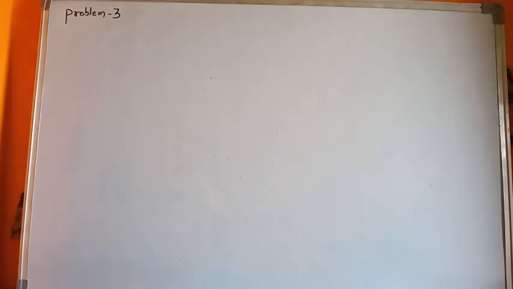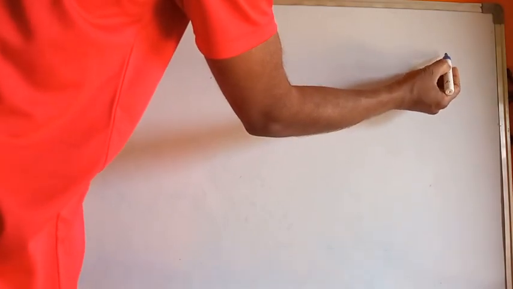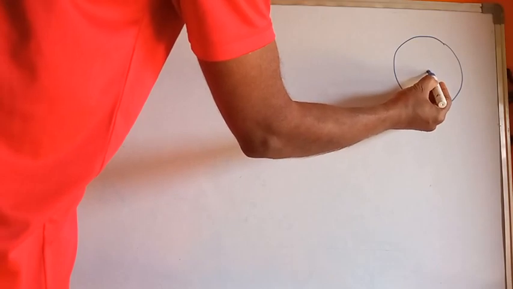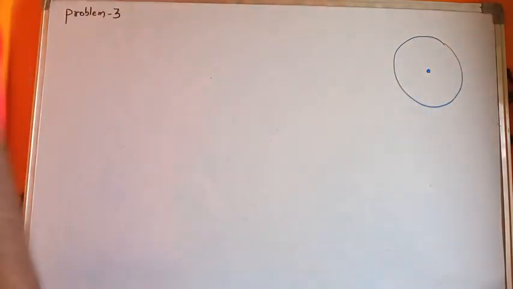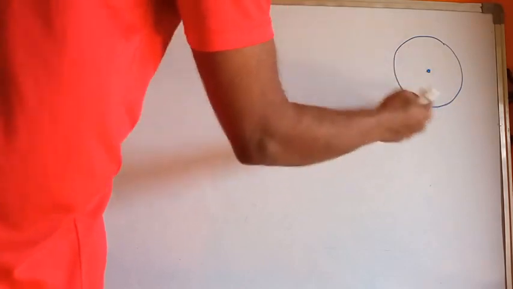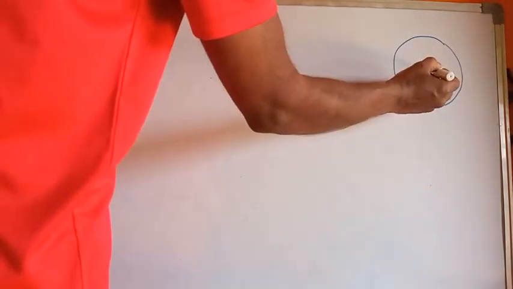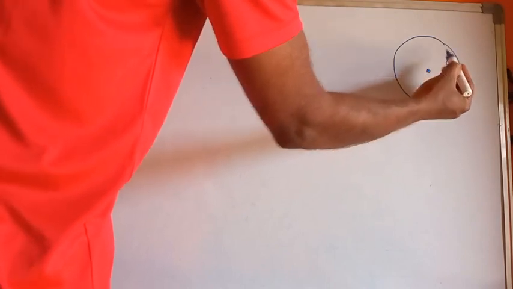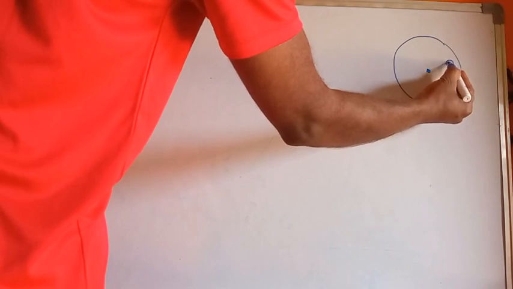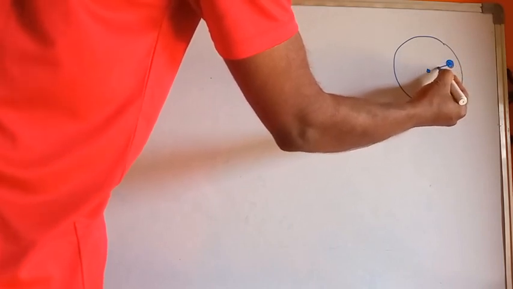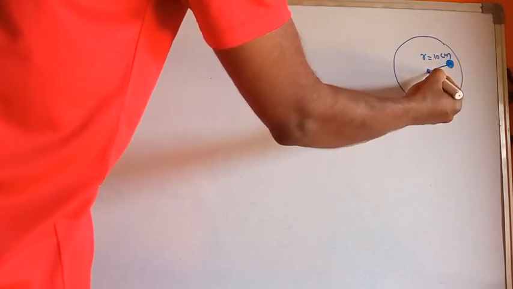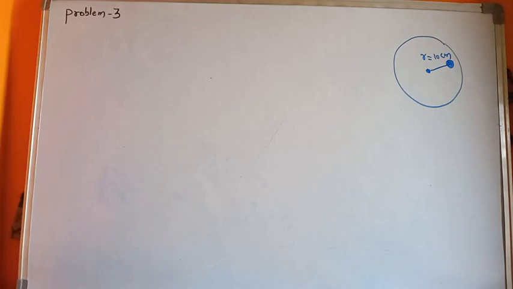So we have one coin and it is kept on a circular turntable. Suppose the circular turntable is like this, and this is the center of the turntable. Circular turntable means it can be rotating about one axis. On that turntable we are keeping one coin, and this is our coin. It is at a distance r equal to 10 centimeters from the center of the turntable.